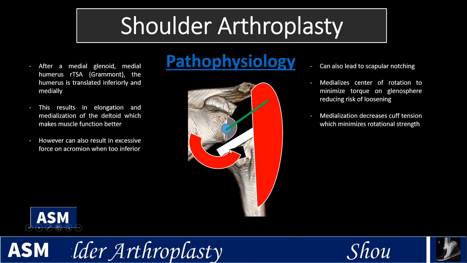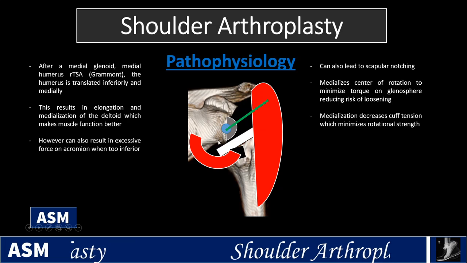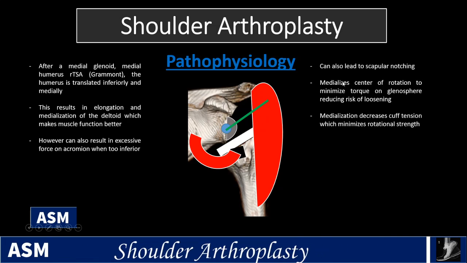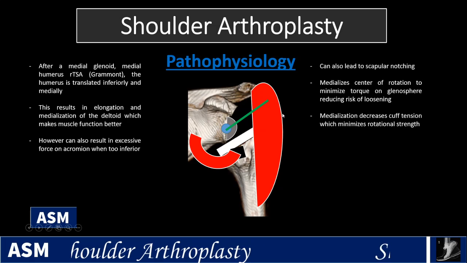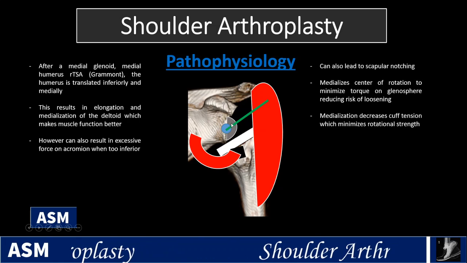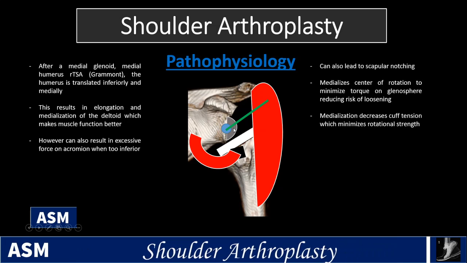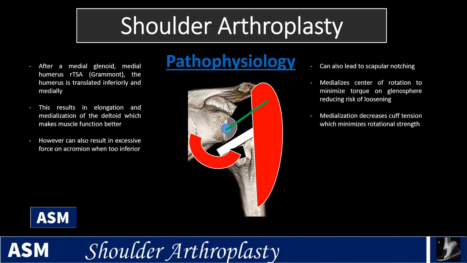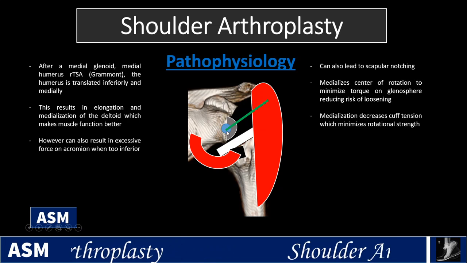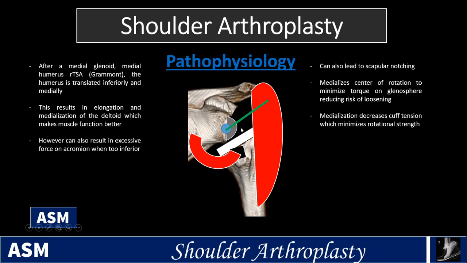And then excessive medialization when you adduct can result in impingement on the scapular pillar here and scapular notching. Medialization of the center of rotation from more over here towards this region will reduce the torque on the glenosphere and in theory will decrease the risk of loosening of the glenoid component. Some of this material is going to be somewhat controversial, so we may have to discuss this with the surgeons in part 2.